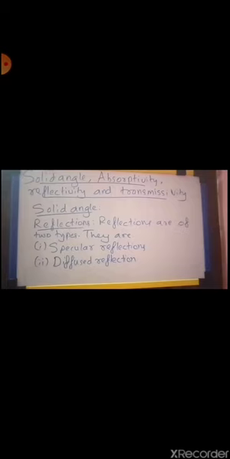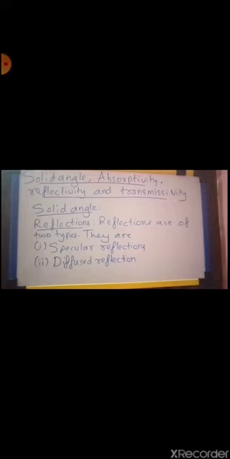We know that incident radiation which falls on a surface can be reflected back, transmitted through it, or absorbed by the surface. The solid angle means the angle through which these three are happening. The reflections are of two types: specular reflection and diffused reflection.